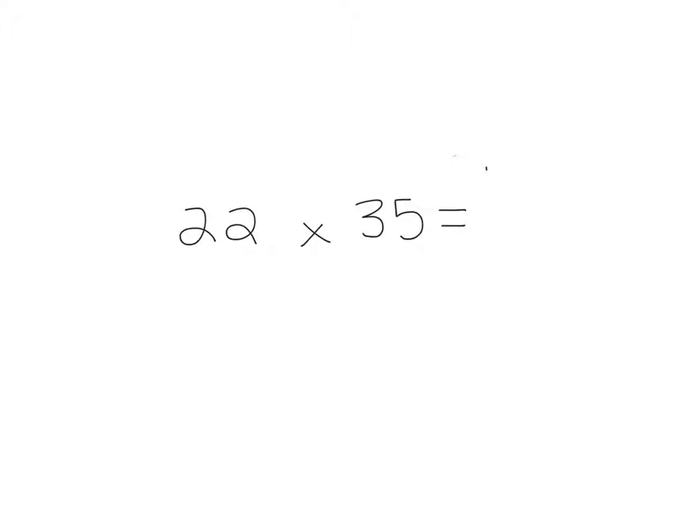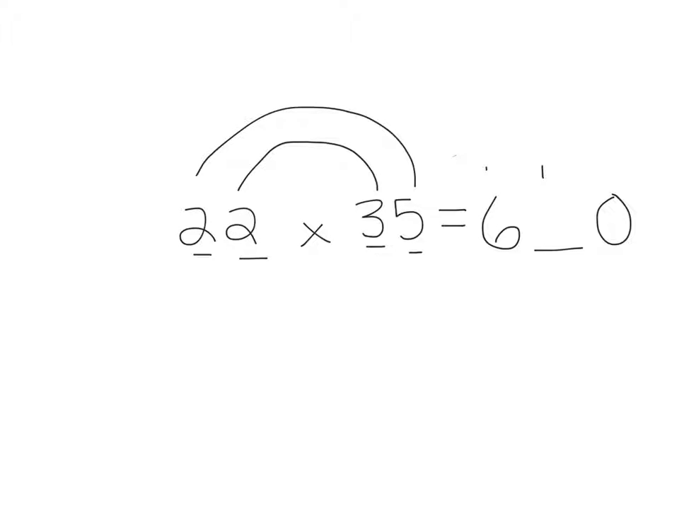For the rainbow method, I first take the first 2 digits and multiply them together. So 3 times 2 gives me 6. I put a blank, and then I multiply the last 2 together, which is 2 times 5 is 10. So I put a 0, and I'm going to carry the 1. Then I do the rainbow. 3 times 2 and 5 times 2. So 3 times 2 is 6. 5 times 2 is 10. When I add those together, that equals 16.